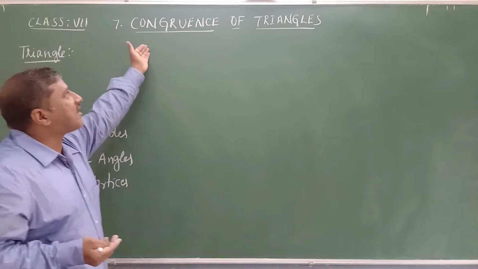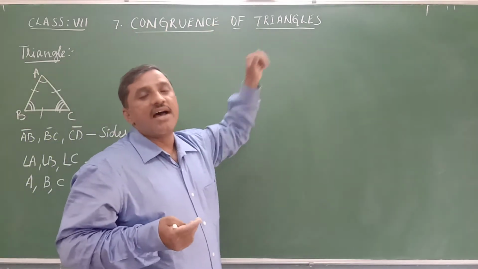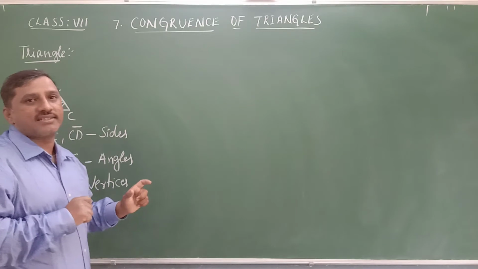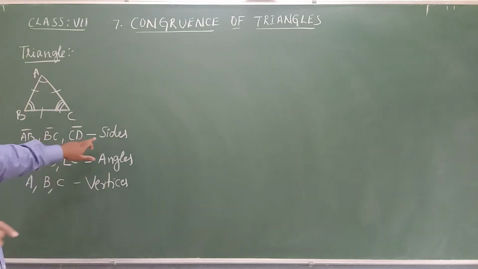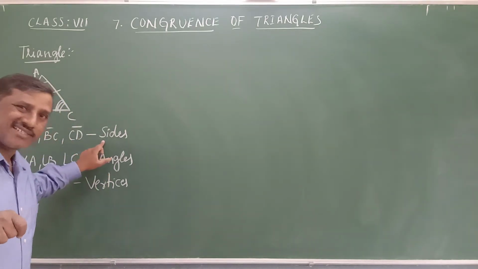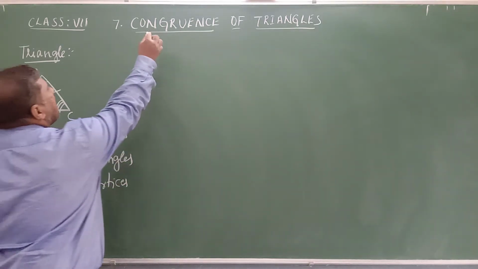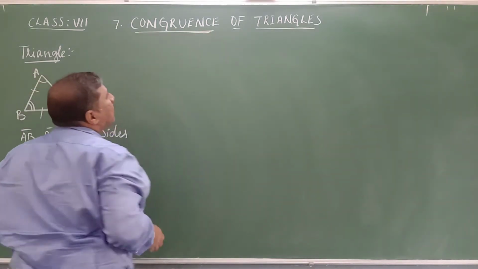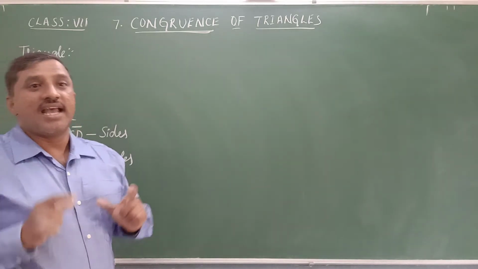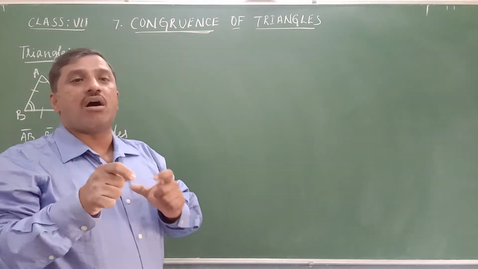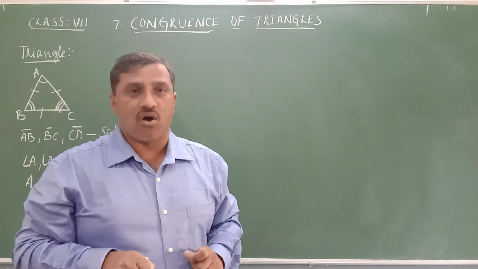Before studying the congruence of triangles, we will study congruent line segments. Congruent line segments are nothing but congruent sides, and then congruent angles. So now what is the meaning of congruence? It is a relation of objects which are congruent.